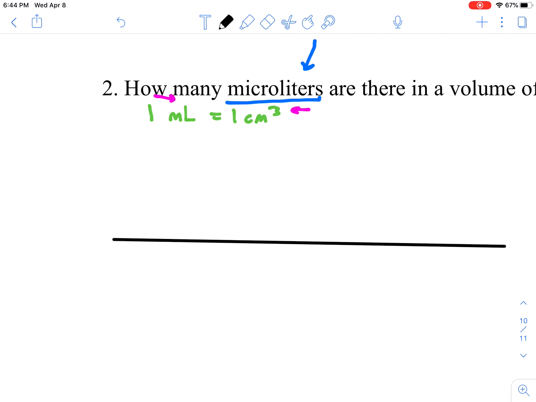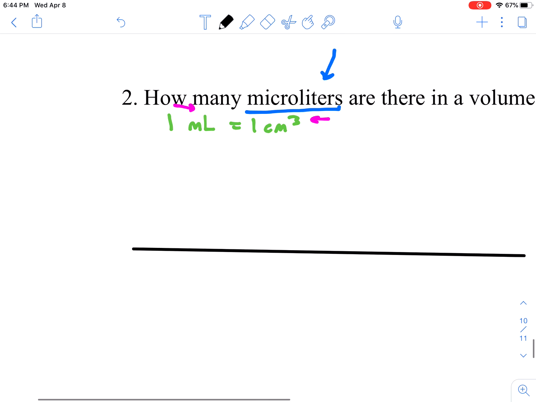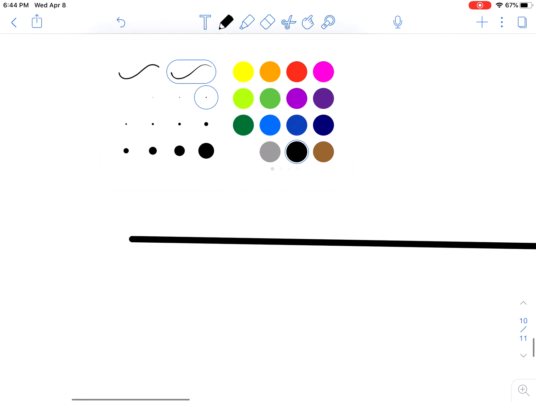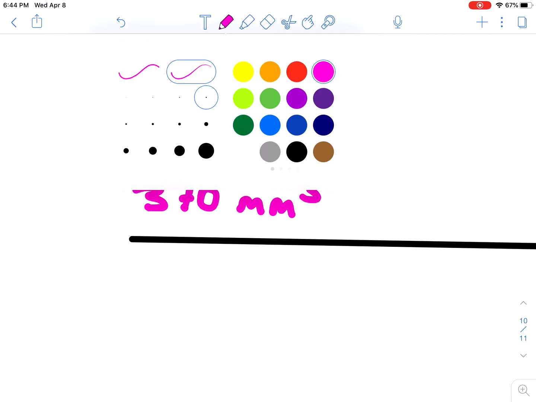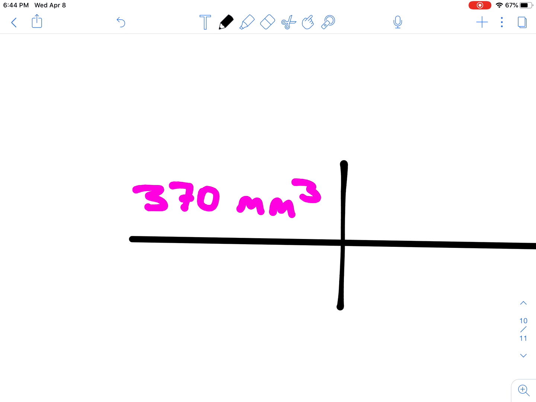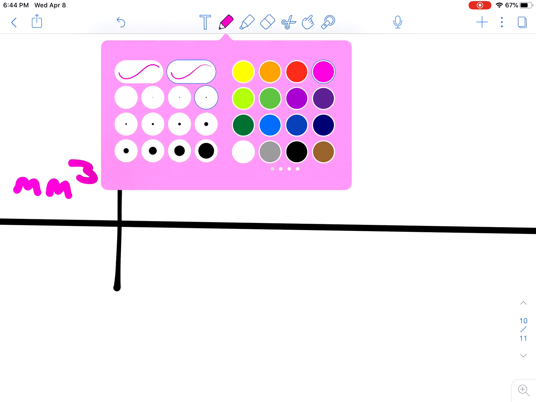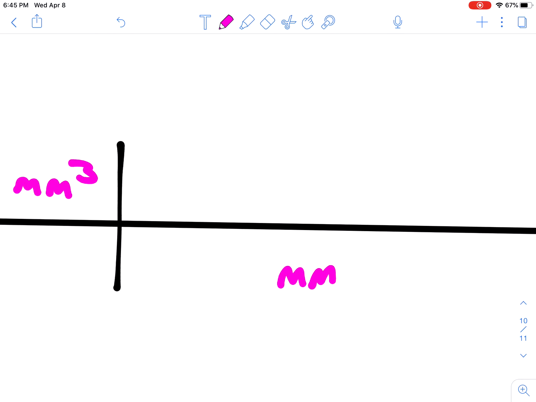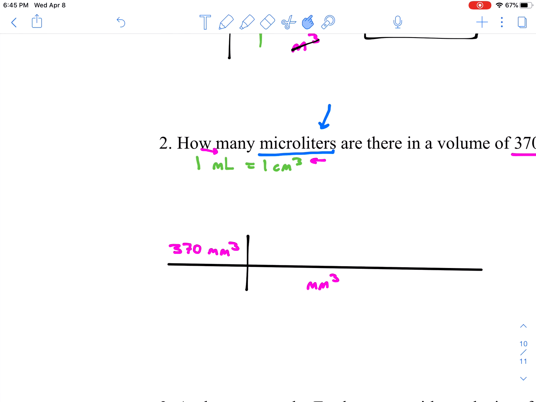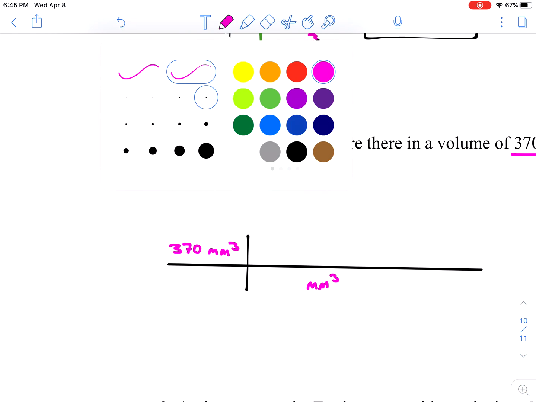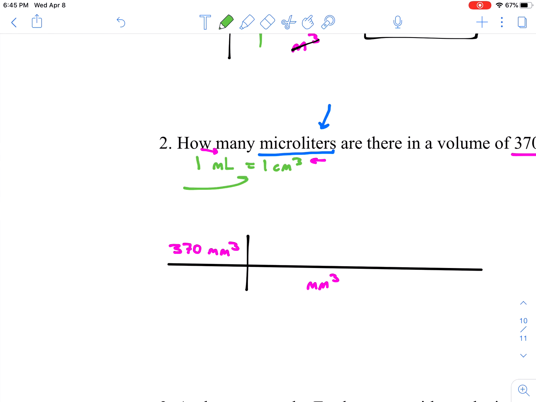Here we go. We know that we have 370 cubic millimeters. We know one thing for certain, which is that we need to cancel out that cubic millimeters. So we're going to put cubic millimeters down here on the bottom to cancel out in the denominator. And we're on a journey to microliters.